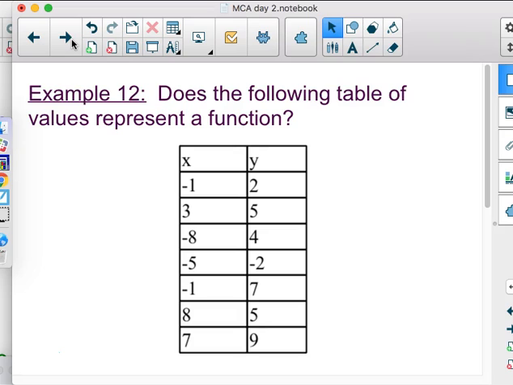Does the following table represent a function? What do you think? Do we remember how to tell if something's a function? For every input, there has to be exactly one output. For every input, exactly one output. Does this do that? It does not. It is not a function. That -1 spits out 2 numbers.